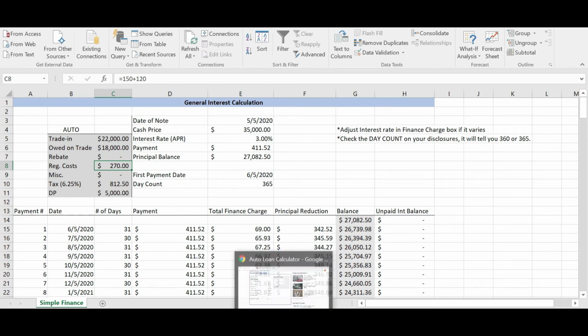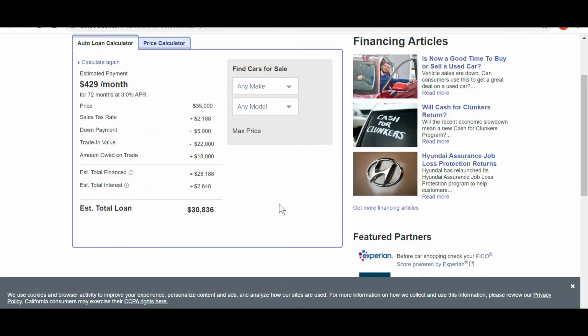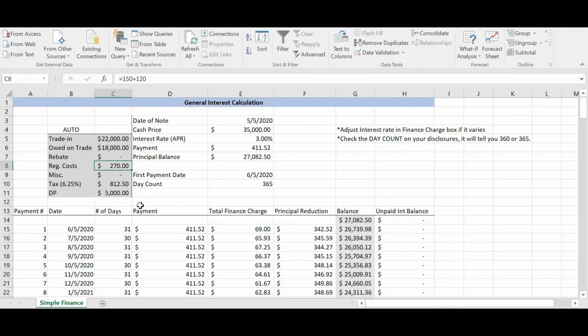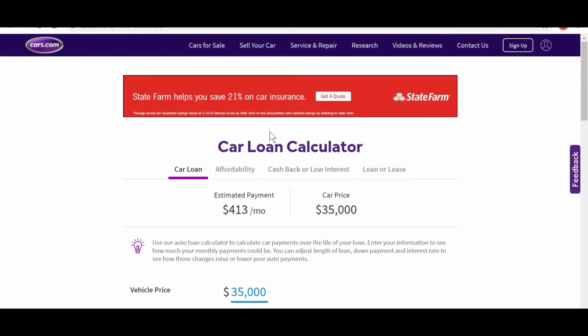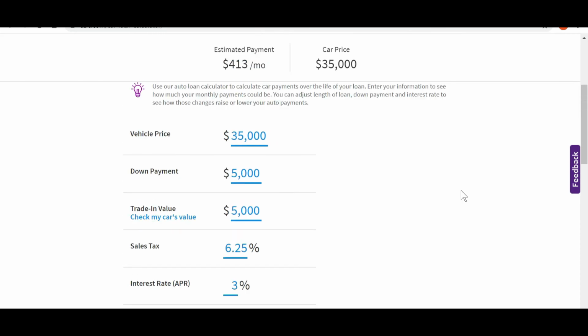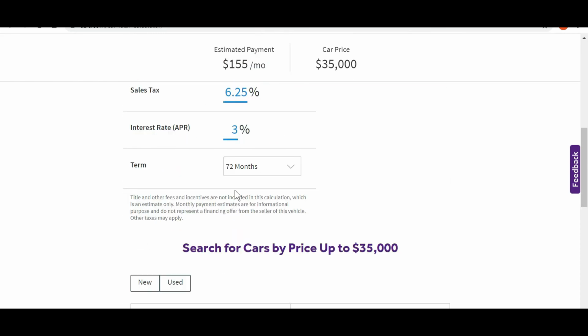So that's going to be a very accurate estimation of your payment. I mean, it is going to be your payment because these are going to be exact numbers, and you can even get these registration costs from your local county or DMV there. So let's try another one here. This is cars.com. Okay, I've already got it filled out. 5K down payment. Trade-in was actually 22,000, 17 months.